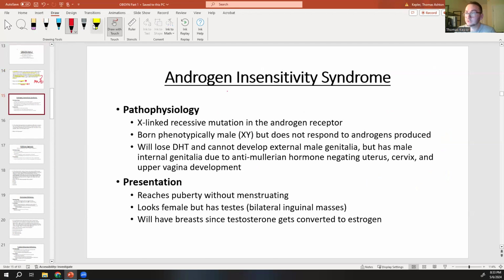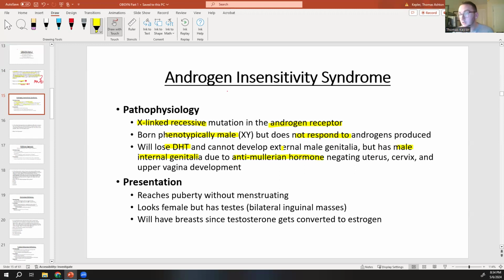So let's review androgen insensitivity syndrome. It's an X-linked recessive mutation in the androgen receptor. These are born genotypically male, and they don't respond to the androgens that they produce. They end up losing DHT, and testosterone gets converted to DHT. DHT develops the external genitalia. Okay, so we lose DHT, we're not going to develop the male external genitalia, which is why their genitalia appear female. All right. They're also going to have male internal genitalia for that reason I was saying earlier, because they're going to have anti-Mullerian hormone negating the development of the uterus, the cervix, and the upper vagina.